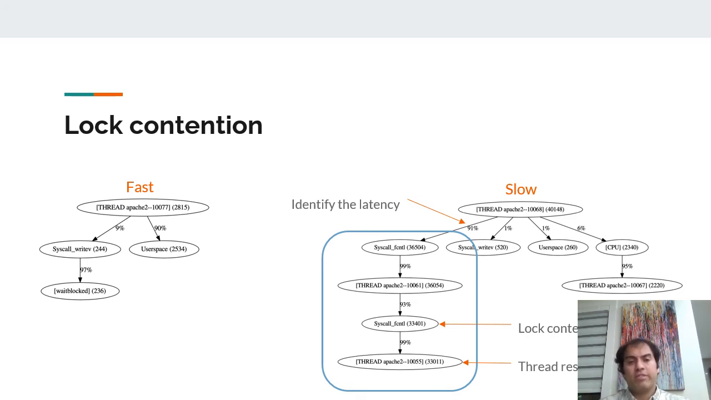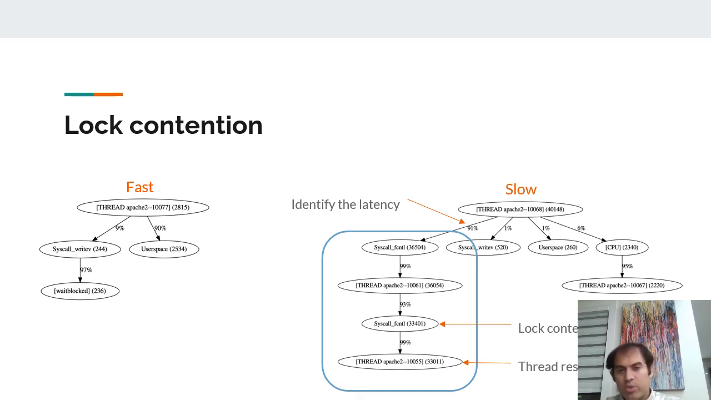First of all, the first one is a lock contention problem. I have here two web requests. The left side shows the fast request. It takes 2.8 milliseconds, with 90% in user space. We don't know what's going on in user space, and 9% is system call. But the one on the right shows a slow request. It takes 20 times as long as the first one. It was 2.8 milliseconds, and now it's 40 milliseconds. We want to see what's going on.